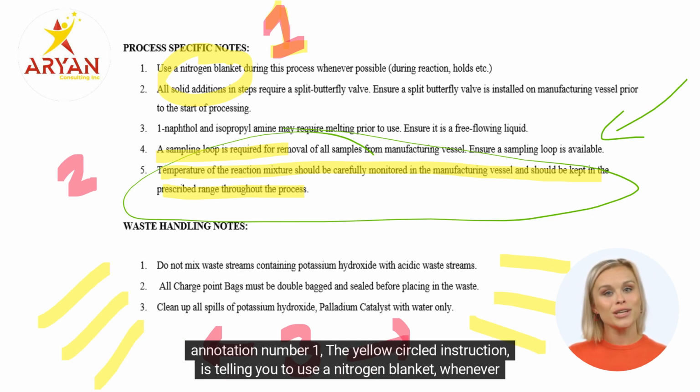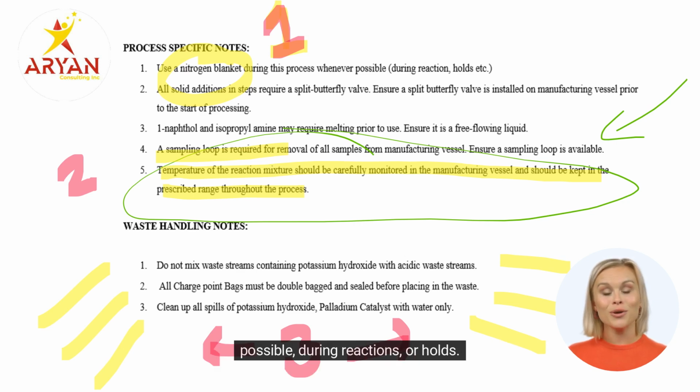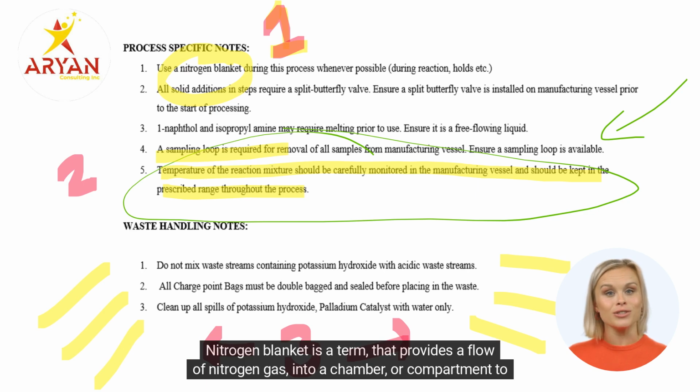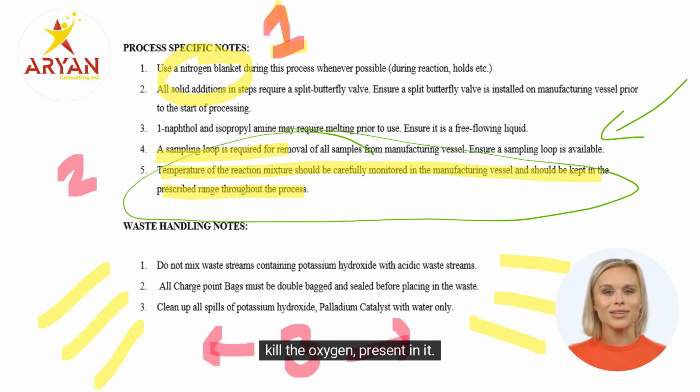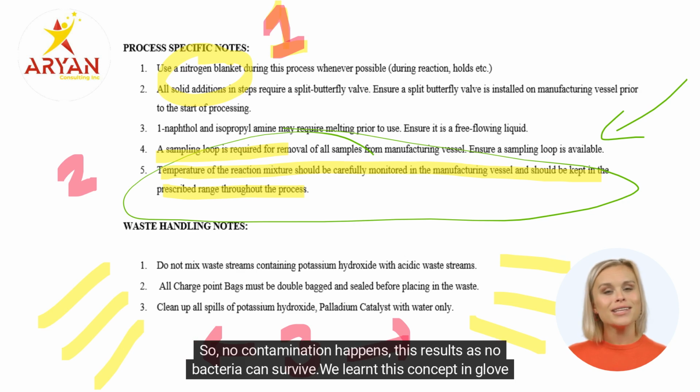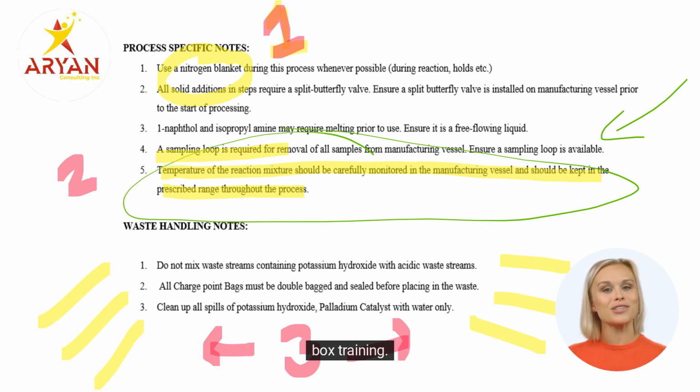The yellow circled instruction is telling you to use a nitrogen blanket whenever possible during reactions or holds. Let's understand what that is. Nitrogen blanket is a term that provides a flow of nitrogen gas into a chamber or compartment to kill the oxygen present in it, so no contamination happens. This results in no bacteria being able to survive.